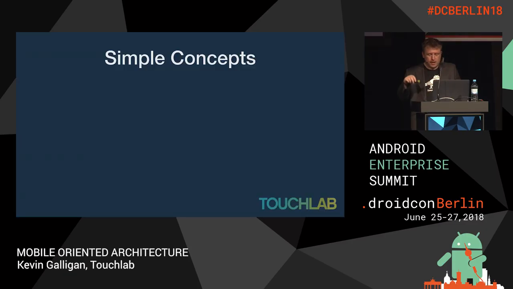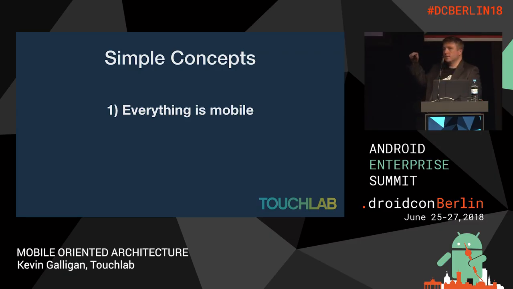So the simple concepts of MOA are as follows. Everything's mobile, right? A lot of this is stuff we're getting when we're talking to large orgs that are trying to move into the next phase of whatever they're doing. One of the things we hear a lot is, when 5G comes along, does offline matter? And my response is, that was the same conversation we had with 4G. Regardless of what happens in the future, everything you're going to do is going to be mobile. And you have to just think of it that way.